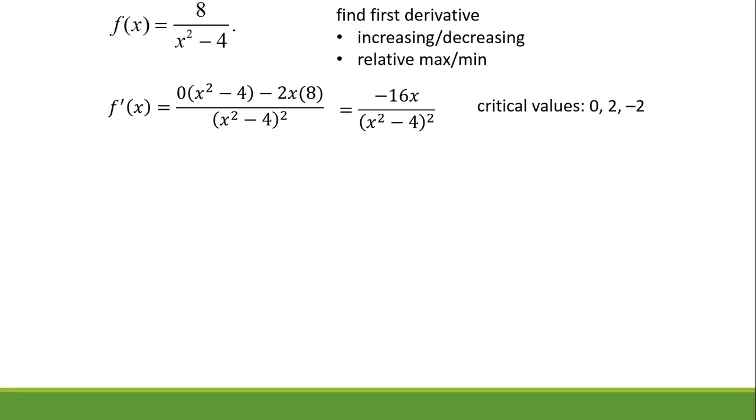0 will make our numerator 0. So 0 is a value that makes our first derivative equal to 0. And 2 and negative 2 make our denominator 0. And if our denominator is equal to 0, our first derivative is undefined, so we have to consider those as critical values as well. Now, if we make a sign chart for those values, the 0, the 2, and the negative 2 will divide our domain into 4 intervals.